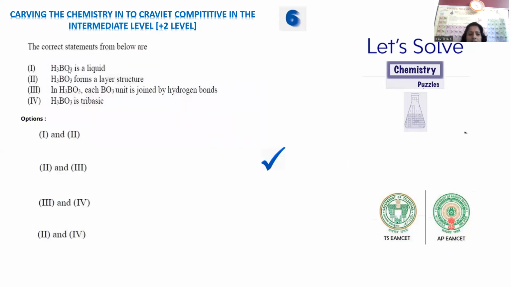So from this, the liquid statement is wrong because it is a crystalline compound. Layered structure is the right explanation. Here hydrogen bonding is available. Tribasic is not possible; rather it will be monobasic. So 2 and 3 are the correct explanations, and 2 and 3 are provided in option number 2. For question number 6, option number 2 will be the right answer.